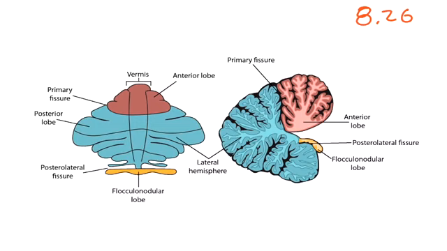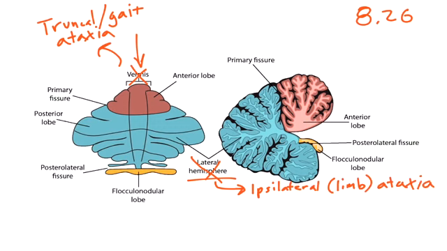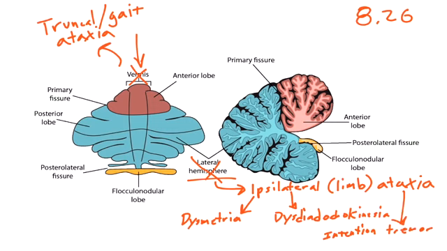So looking at the left image, we can see that the middle portion is the vermis. As mentioned in the previous slide, if this is lesioned, the patient will demonstrate truncal ataxia or gait ataxia. So the patient will appear uncoordinated while walking. On the outside, we have the hemispheres, which you can see labeled on both images. If you lesion the lateral hemispheres, then you will get ipsilateral limb ataxia. Symptoms of limb ataxia include dysmetria, dysdiadochokinesia, and intention tremor. We will discuss these symptoms and what they look like more on the next slide.